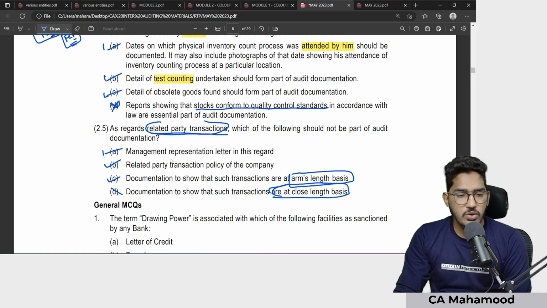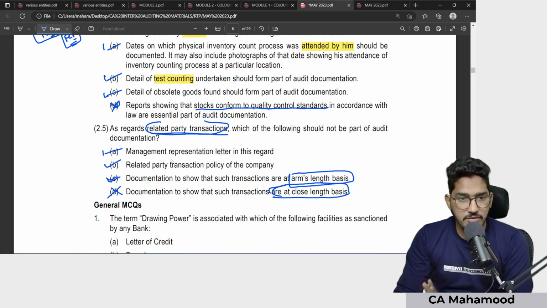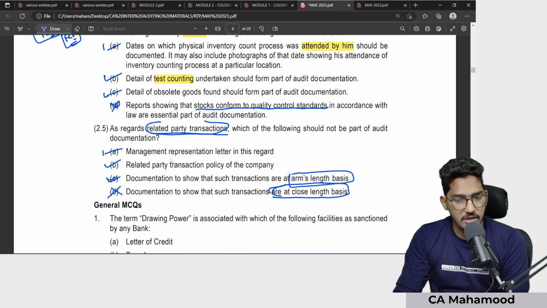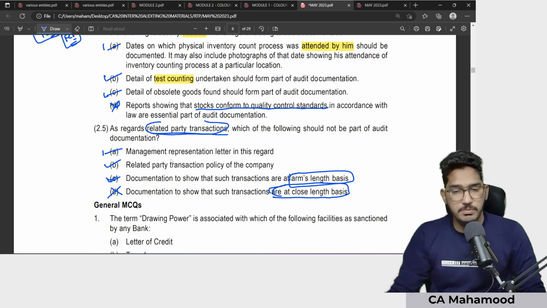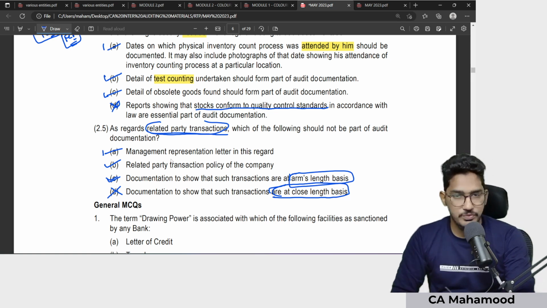So option D does not form part of documentation, whereas options C, A and B, all these three will form part of documentation. Clear? Why? Because when it comes to related party transactions, we are concerned with arm's length price, not the close length price. Clear?